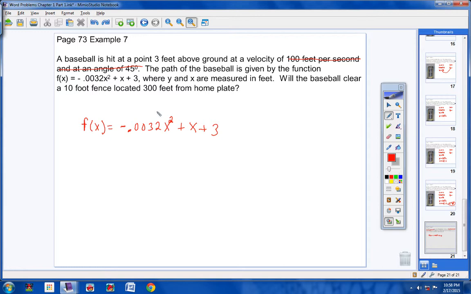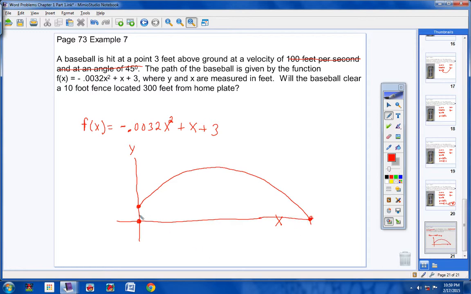Will the baseball clear a 10-foot fence located 300 feet from home plate? Are you kidding? Look at this, guys. Don't be offended by it, but this is so simple. Okay, let's put the batter right here at the origin of the xy coordinate plane, okay? It says the ball takes off 3 feet above the ground, so the batter swings, okay, and he hits the ball right here, and the ball takes off like this. And it hits the ground right over here, okay?